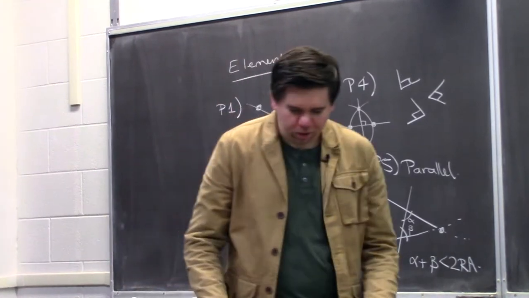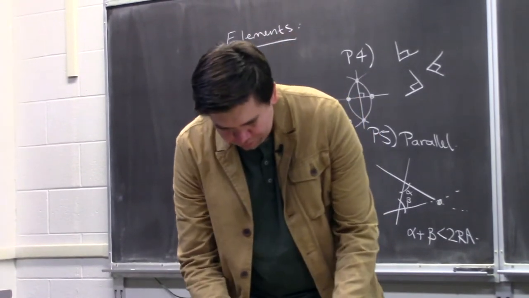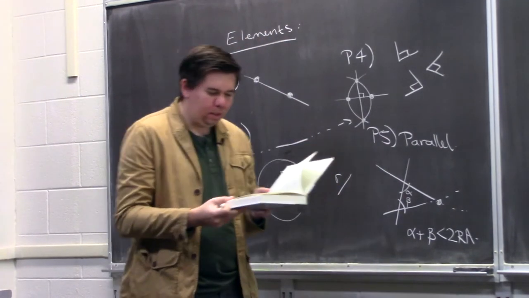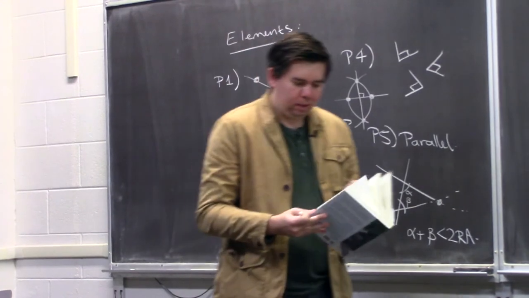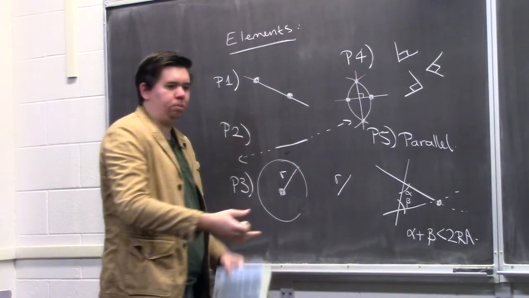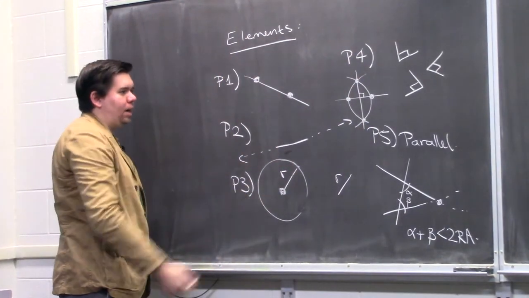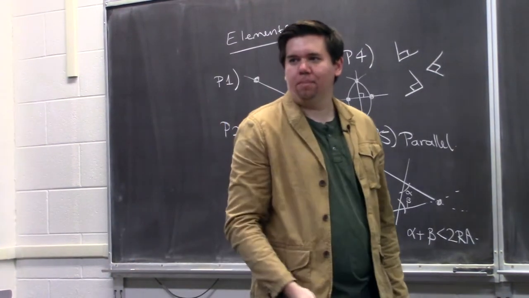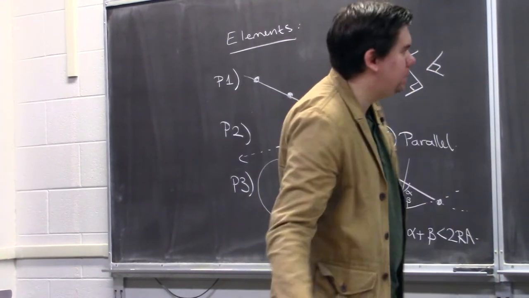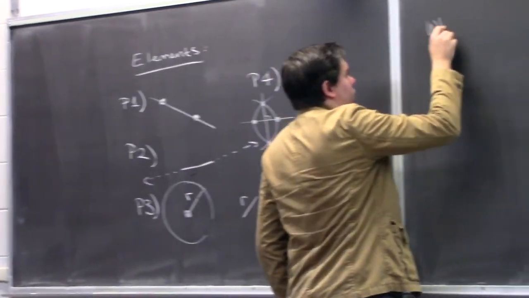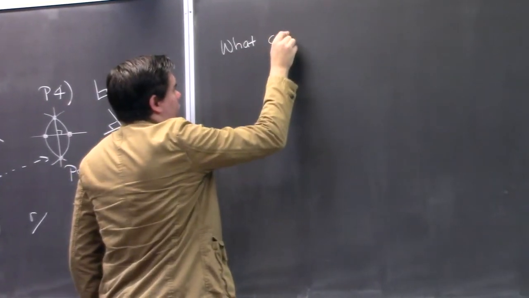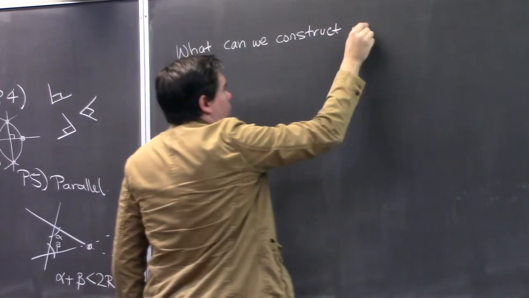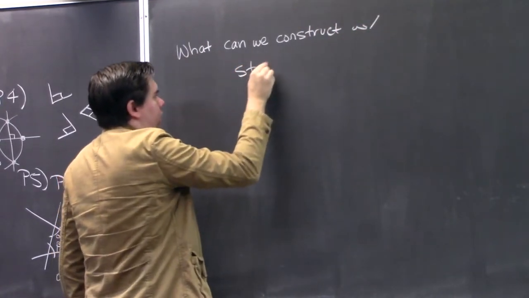And that's why all throughout the text of the Elements, what Euclid is doing is he's constructing things. Like, he's proving things, but he's proving things via construction. There's one story where he's proving things by going back to the postulates, but there's another story where he's just constructing whatever he can construct with straight edge and compass. And so the question I want us to ask is, what can we construct with straight edge and compass?